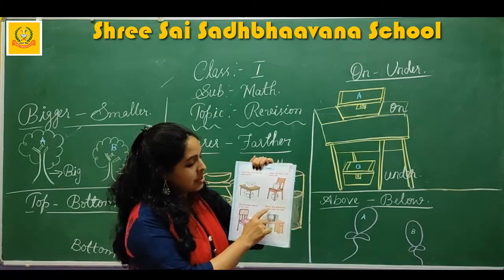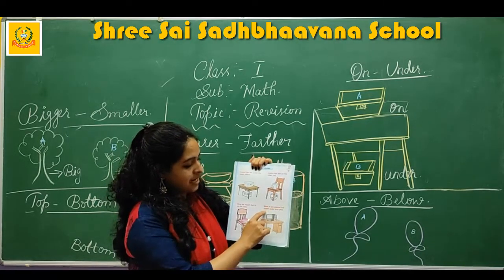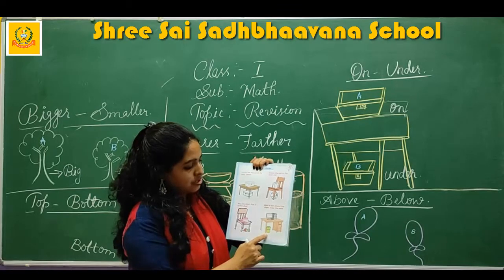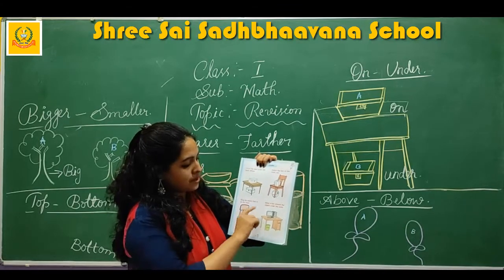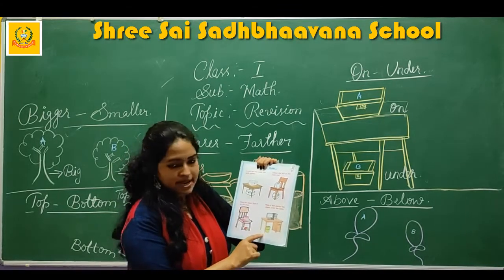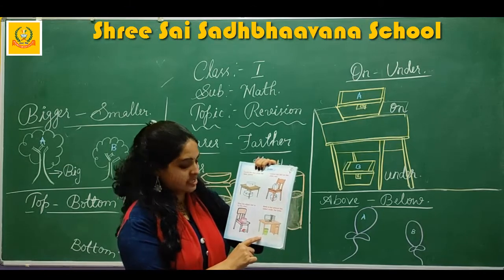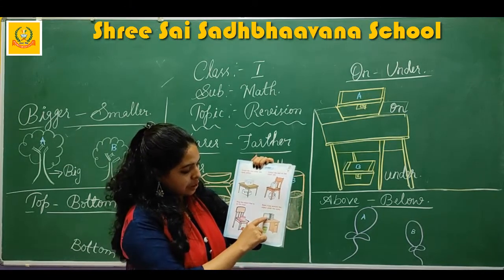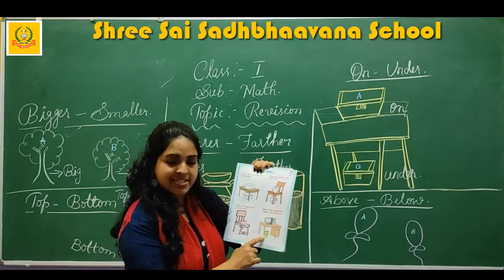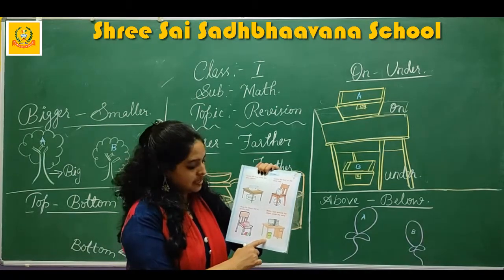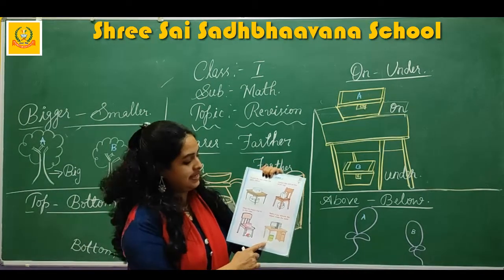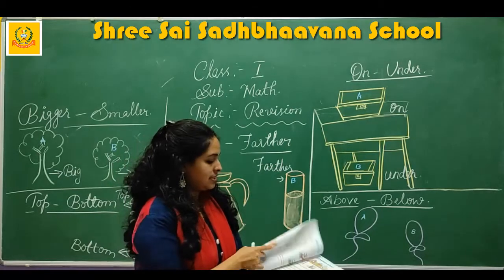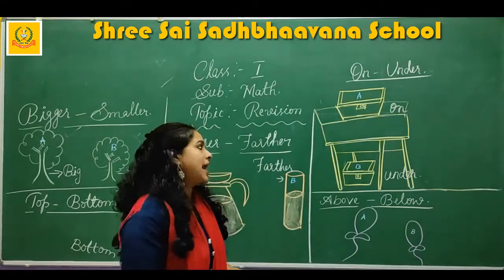And the last one, make a box around the object under the table. So you have to put a box around the one which is under the table. Okay, which is under the table? Either the computer or the dustbin. Which is under the table? Can you make out, children? Yes. So this is nothing but on and under.